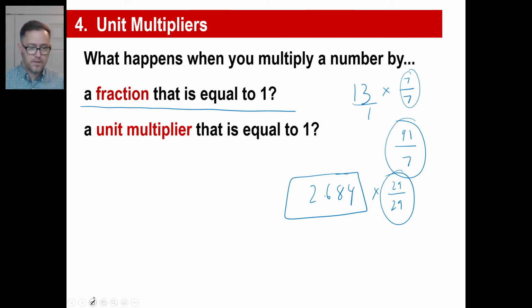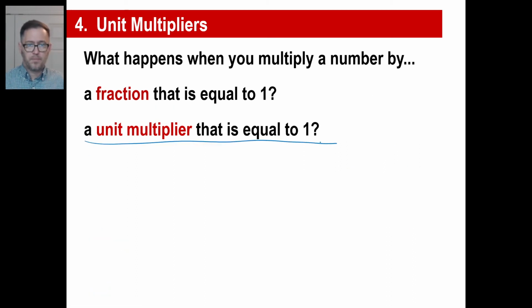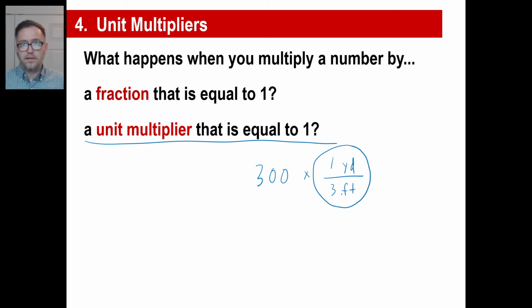If you multiply by a unit multiplier that's equal to 1, you haven't changed anything. It's still going to be the same thing. It might look different. Let's say you had 300 and you multiplied it by 1 yard divided by 3 feet. Well, what is 1 yard divided by 3 feet? It's 1, right? A yard is the same thing as 3 feet. If it's the same thing, you're dividing by yourself, the answer is 1. So 300 times 1 is 300. So you haven't changed anything. That's the trick we're going to do in changing units.